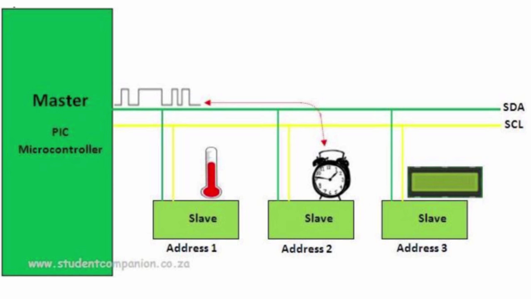Communication takes place from the master, in this example our PIC microcontroller, to the selected slave device. In this illustration, the master sent data to slave 2 only, and the rest will be ignored.